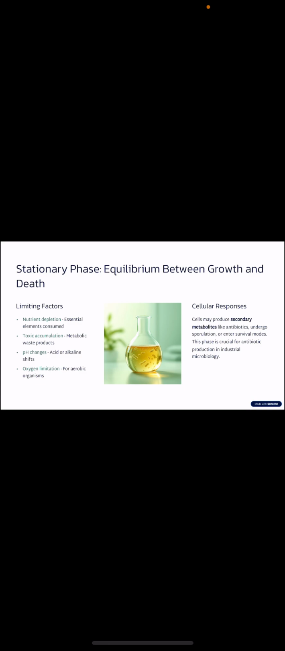Then there is cellular response. Cells may produce secondary metabolites like antibiotics, undergo sporulation or enter survival modes. This phase is crucial for antibiotic production in industrial microbiology. Yes, it is very important. Also, at stationary phase growth stops, and the number of microbes stops increasing. The food is running out and waste is built up. Some microbes start to die, but new ones still grow. So the total numbers stay the same.